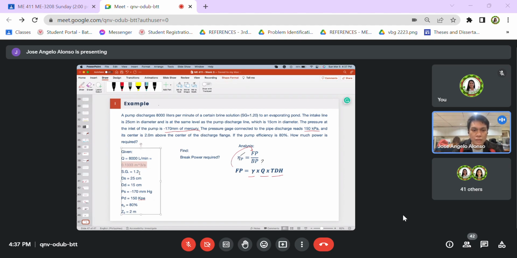Then for the density of the brine solution, we can use this equation. Specific gravity is equivalent to the density of our solution divided by the reference density. Please remember this equation, because we will not just always use 9.81 kN per cubic meter when specific gravity is given. Since our fluid is a liquid, our reference material here is water, so we will use the reference density of water, which is 1,000 kg per cubic meter. So 1,000 kg per cubic meter times 1.2 gives the density of our fluid or brine solution, which is 1,200 kg per cubic meter.